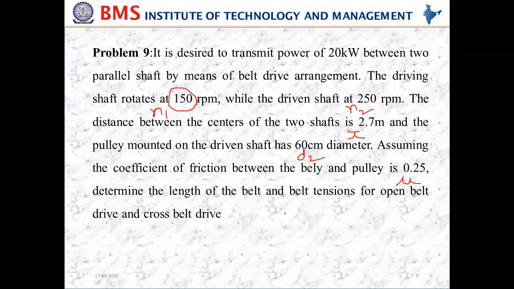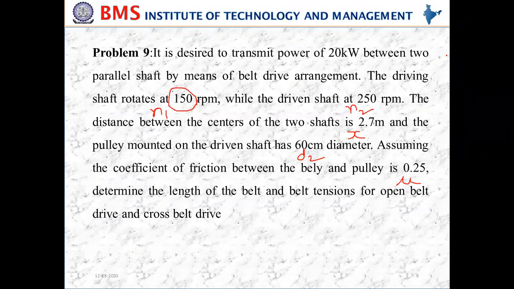Once you find R1, we know that for the length of the belt equation, three parameters need to be known: R1, R2, and X. X is given, R2 is given, and R1 you need to find from the velocity ratio equation. Then substitute R1 in the length of the belt, whether it is an open belt drive or a cross belt drive. For open belt drive, length of the belt is equal to pi into (R1 plus R2) plus (R1 minus R2) whole square by x plus 2x. For cross belt drive, pi into (R1 plus R2) plus 2x plus (R1 plus R2) whole square by x. So from this we can find the length of the belt, open belt as well as cross belt.